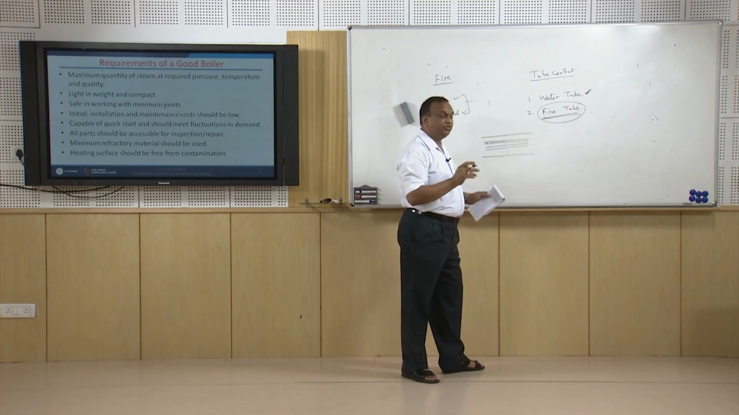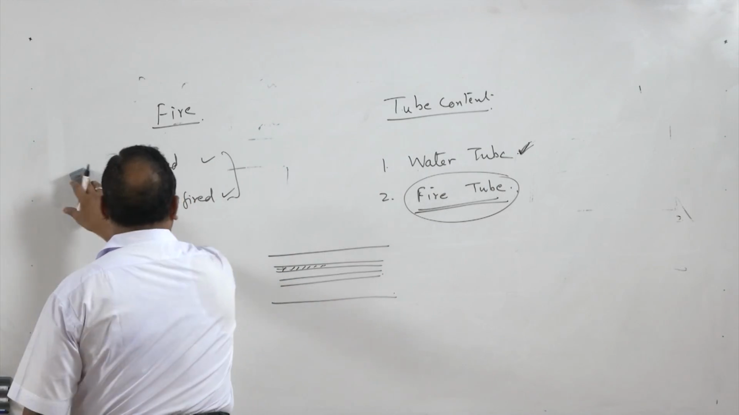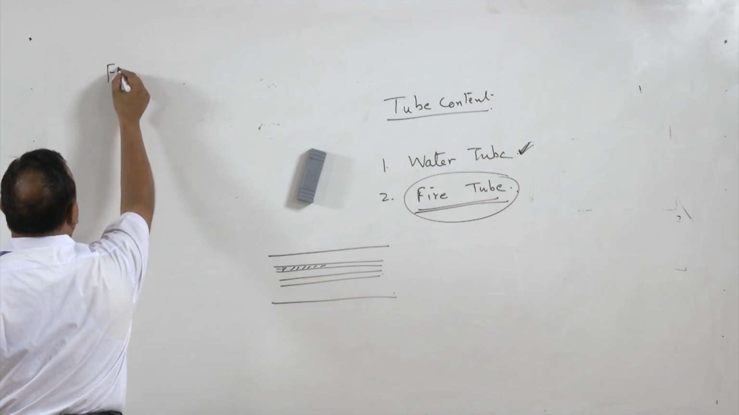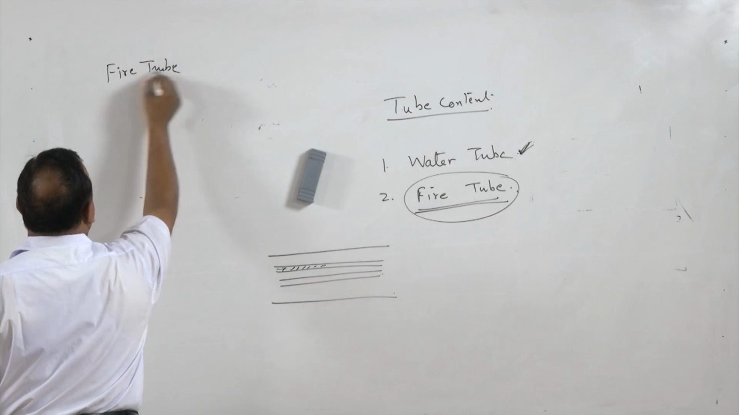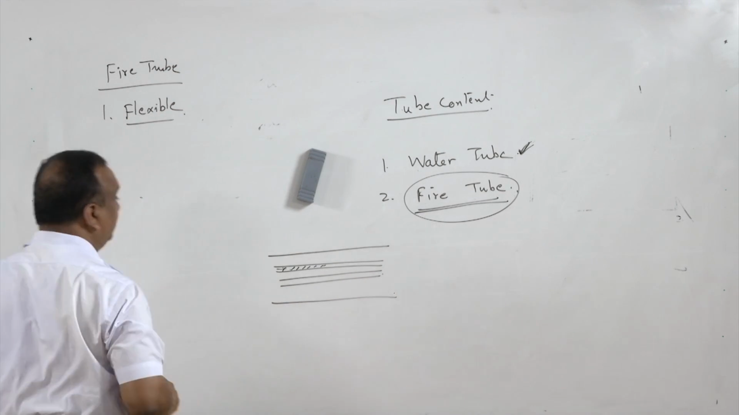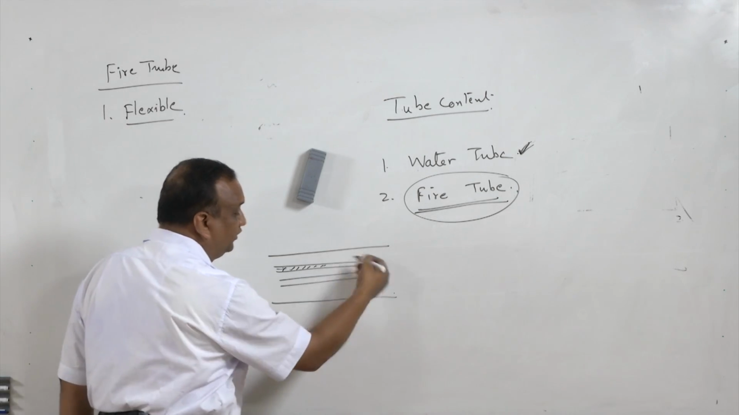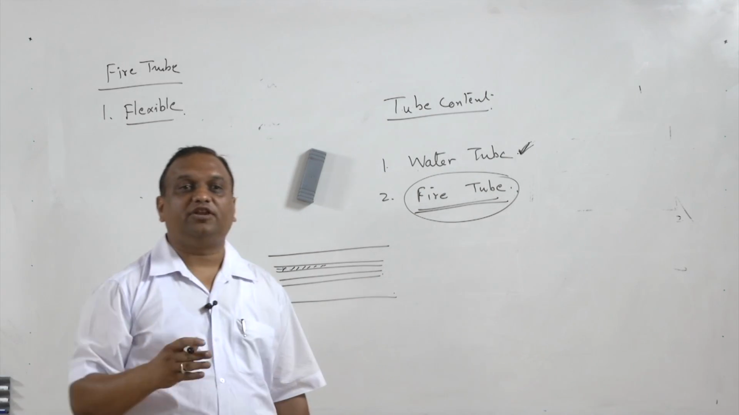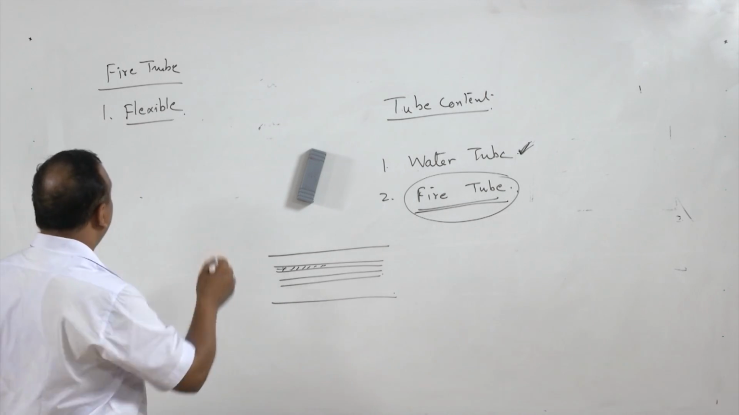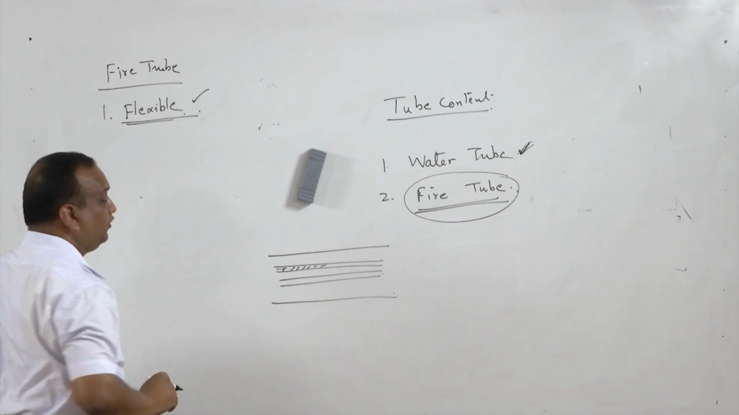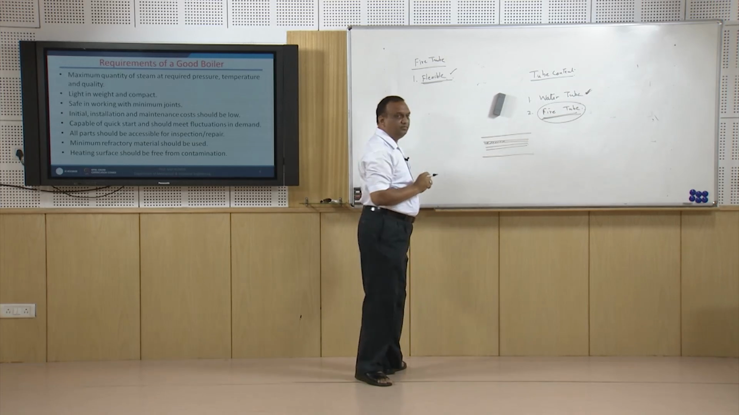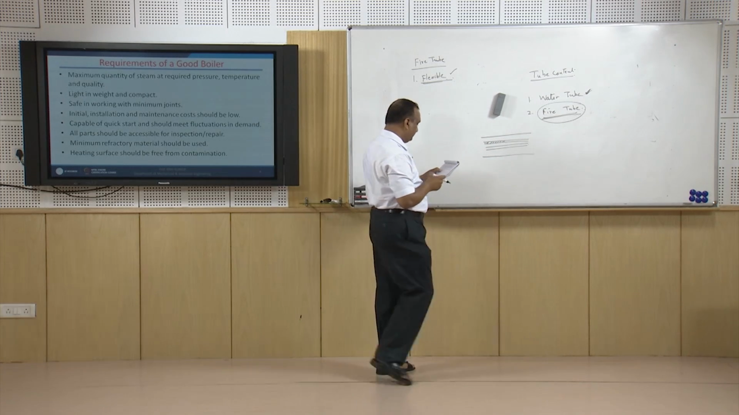So, advantages of fire tube boiler we will start with. First of all, they are very flexible in operation. What is the meaning of flexible in operation? Because the entire shell is filled with water. Suppose there is a sudden demand of more steam, or there is a sudden drop in the demand of the steam, it can be accommodated in a fire tube boiler. It can be done in a water tube boiler also, but conveniently it can be done in a fire tube boiler. That is the one advantage.